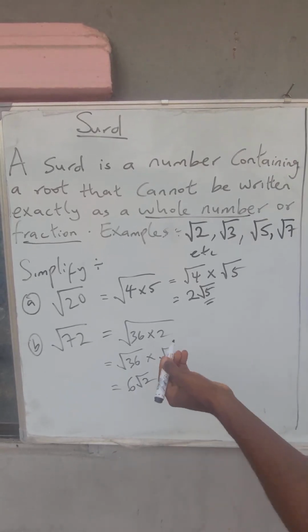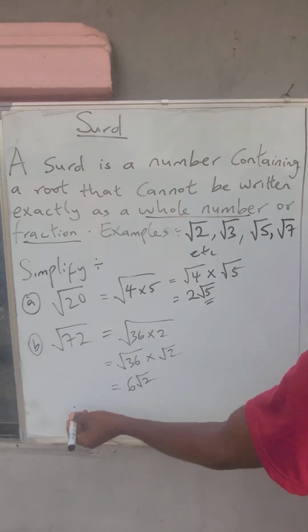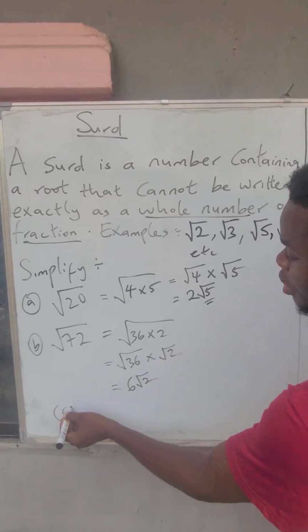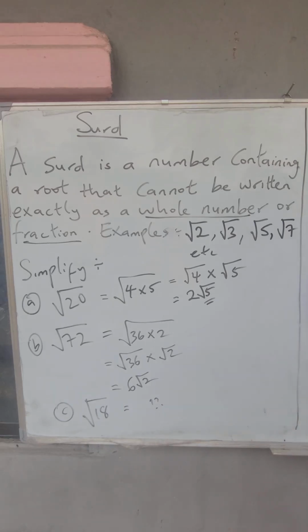Okay, so if this is clear to you, try to simplify this. Try to simplify the square root of 18. Try it, then drop your answer in the comment section.